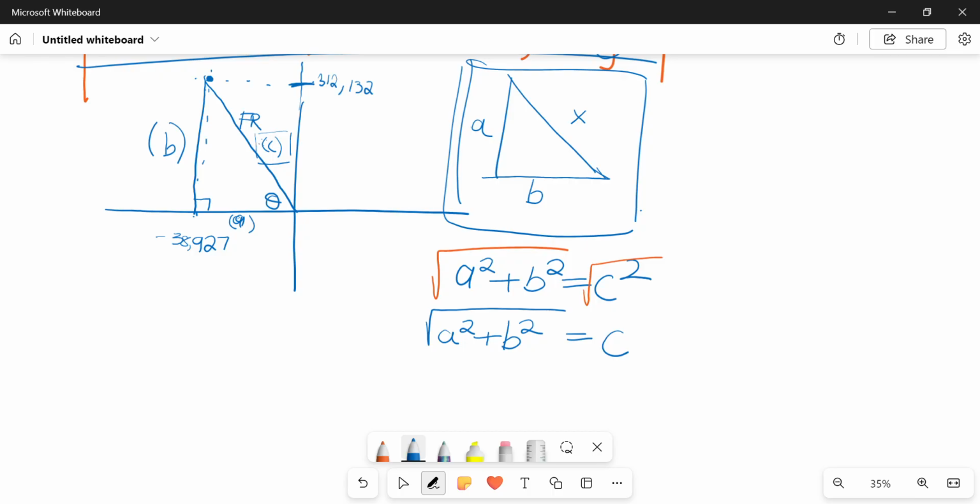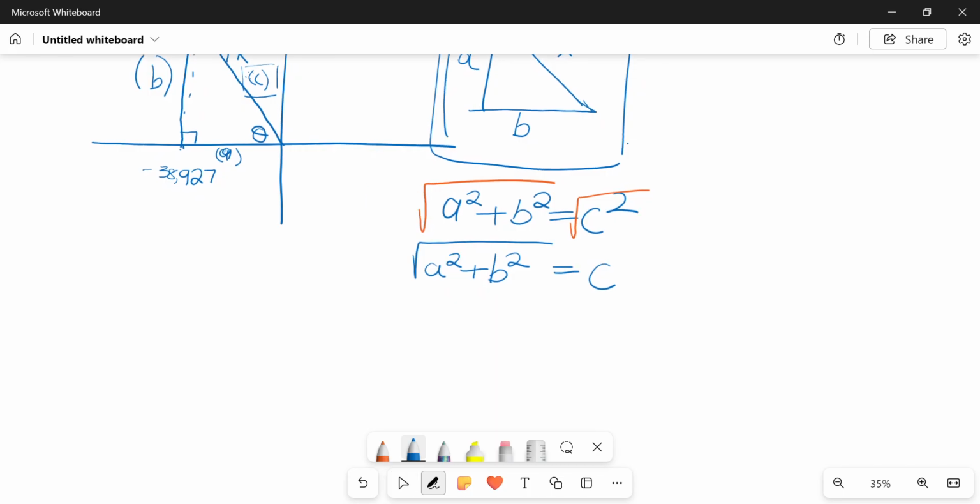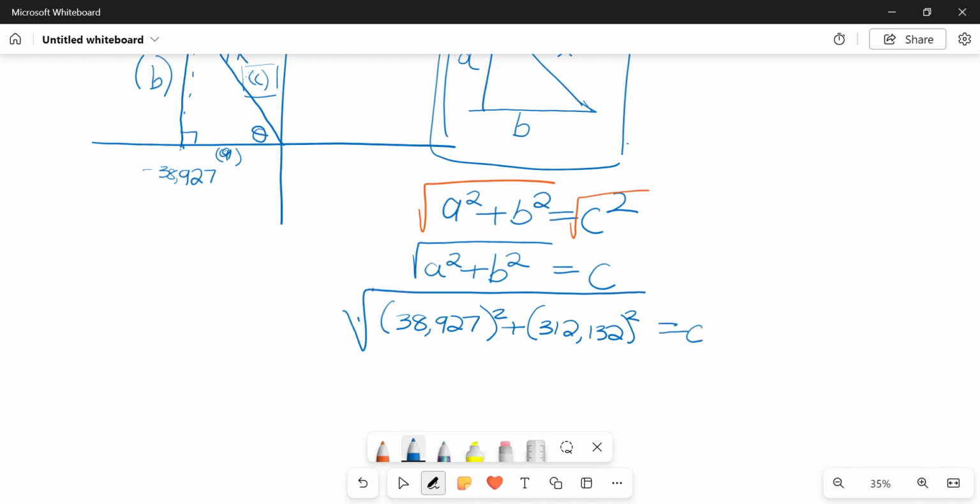Okay, then we have the value of a, we have the value of b as well. Then we can substitute to essentially get the value on there. Okay, then our value is 38.927 squared plus 312.132 squared, and all of these are to the root. Okay, then you take your calculator and very carefully plug everything in that you have on here.